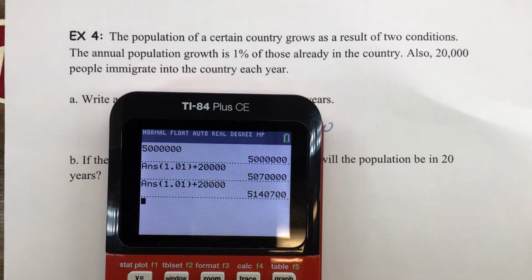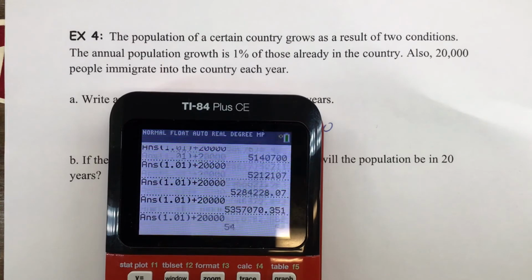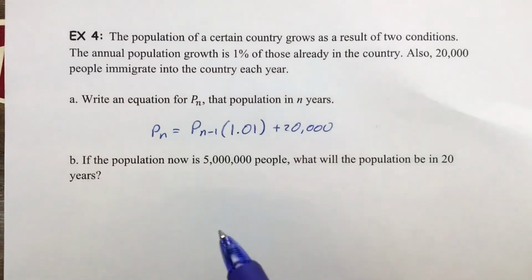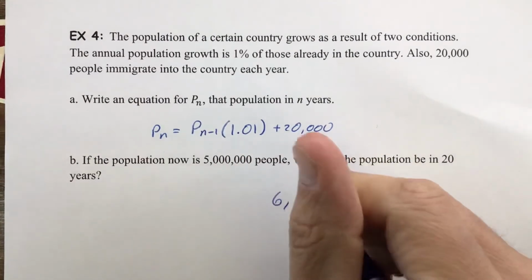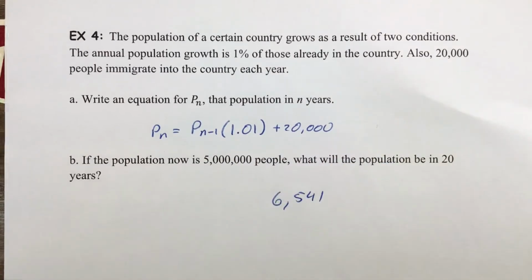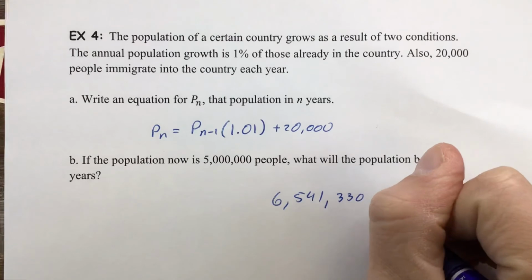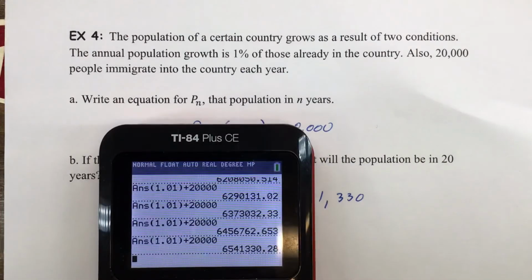So all we're really going to do is keep count. Okay, so that was 2. This will be 3, 4, 5, 6, 17, 18, 19, 20. That will be our population in 20 years. We're going to get, let's see if we can count all our spaces, 6,541,330.28, which we could probably just drop off for this problem.